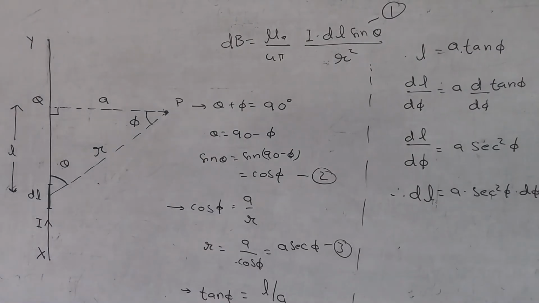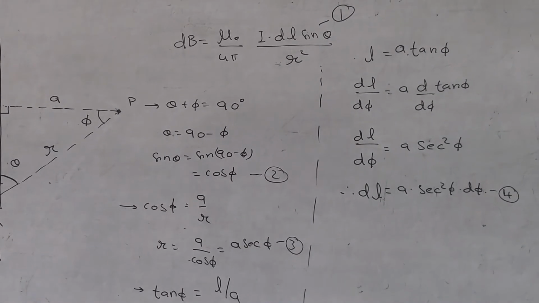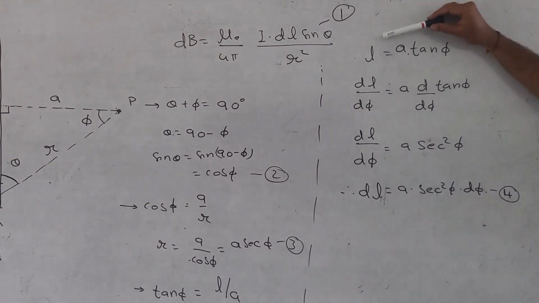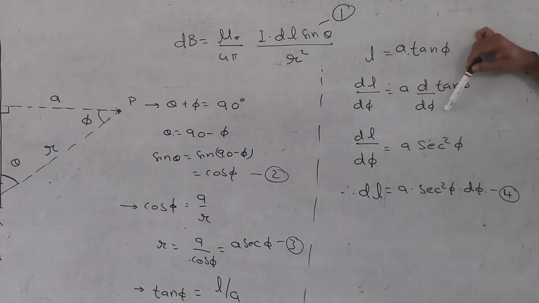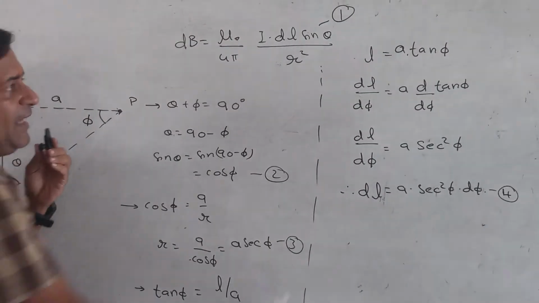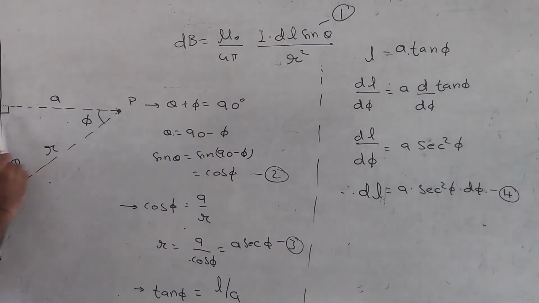But this is not over. We have to do a little more for this. See, what we got is L is equal to A tan phi. So now I am differentiating L with d phi and this side also with d phi. So this simply remains dl by d phi. A will not be differentiated. Can you tell me why? Because A is constant. It is given to us that this distance remains constant.